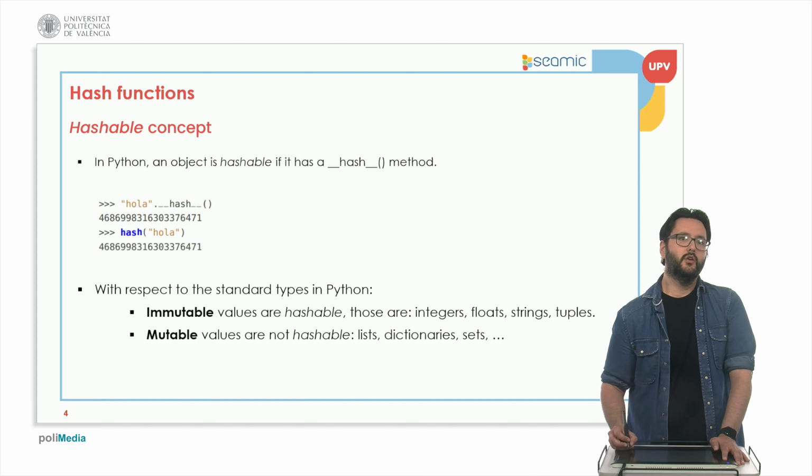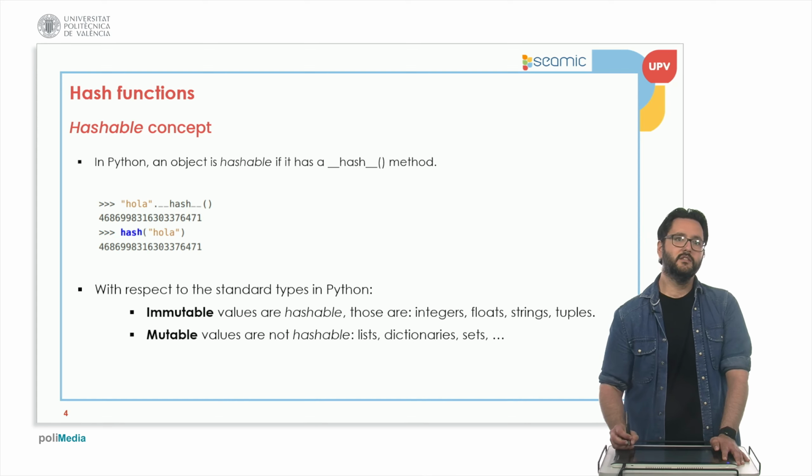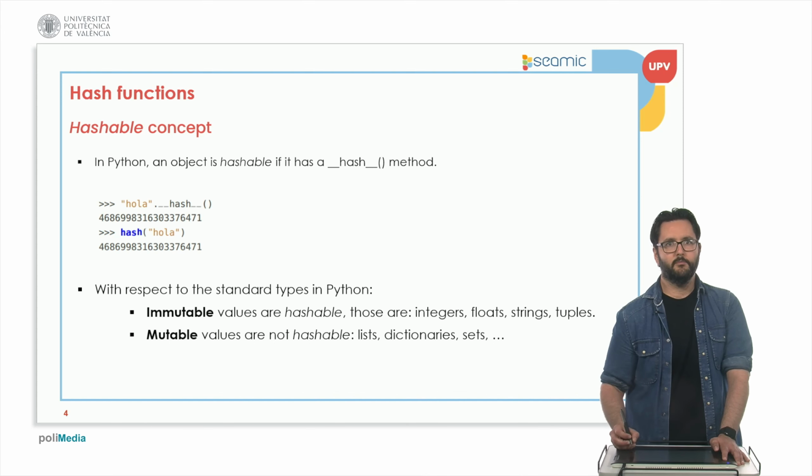In fact, only immutable values are hashable. For example, integers, floats, strings, and so on. Mutable values are not hashable, for example, lists, dictionaries, and sets, because they can change during the execution of the program.